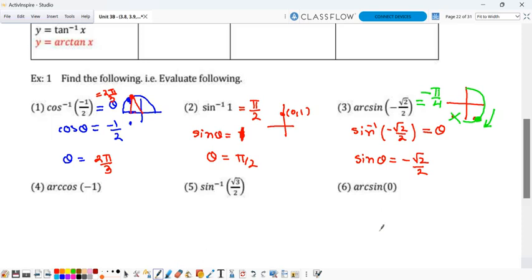So pause the video for a few minutes on this and try this part of the problem, and we can go over all the answers. I would highly recommend you pause the video and do all these problems one more time.